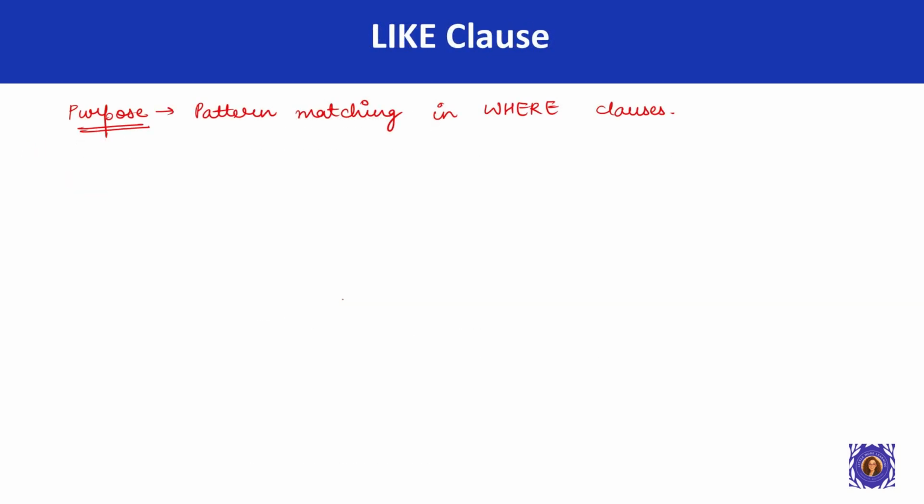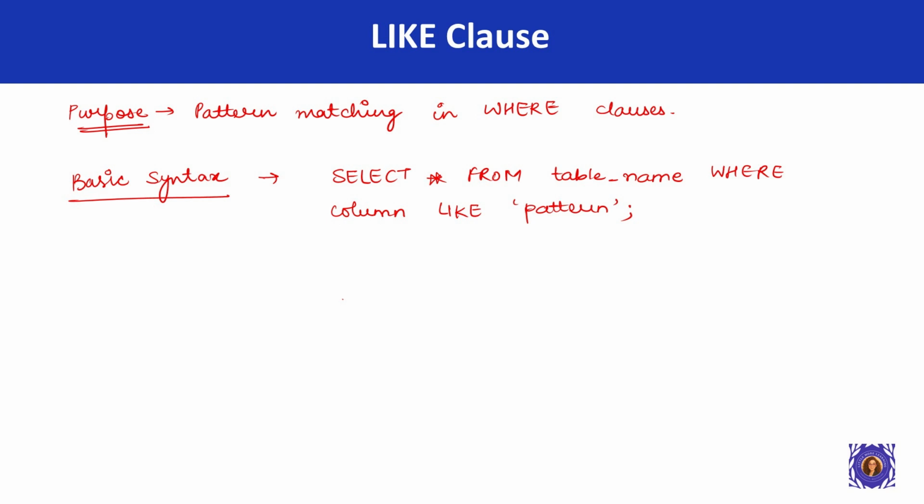The LIKE clause in SQL is used for pattern matching within WHERE clauses, allowing you to search for data that partially matches a specified string rather than requiring an exact match. This is particularly useful when you're looking for values that contain, start with, or end with certain characters. The basic syntax involves using SELECT to retrieve data, followed by a WHERE clause where you specify the column you want to search and then the LIKE keyword, followed by the pattern you're looking for, enclosed in single quotes.